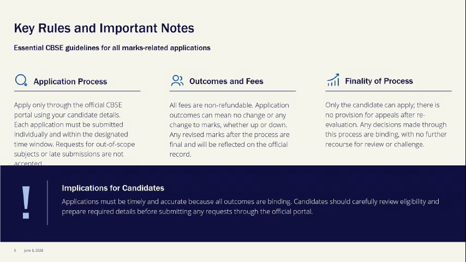Each stage has its own application window. These windows remain open only for a short period after the declaration of results. Therefore, students and parents should regularly check official CBSE notifications. Missing one deadline may prevent you from proceeding to the next stage.